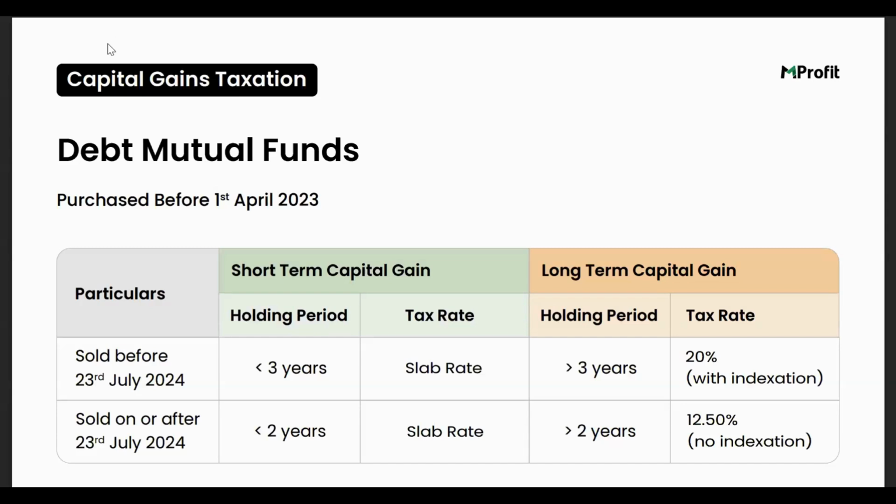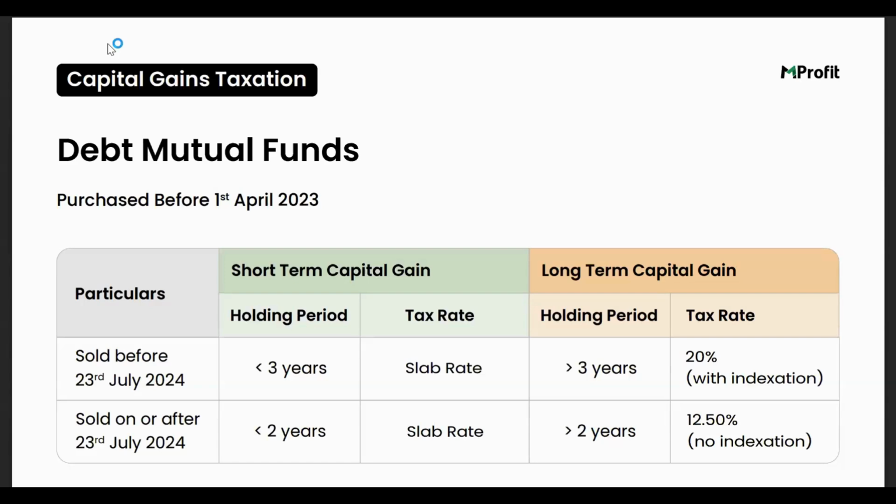Scenario 2, where you have purchased it before 1st of April 2023 but are selling it on or after 23rd of July 2024, the holding period rule from 3 years now changes to 2 years. That is, if you are holding the mutual fund for a period of 2 years and you are selling it post completion of 2 years, it will be classified as long term. If you are selling it before completion of 2 years, it will be classified as a short-term capital gain.